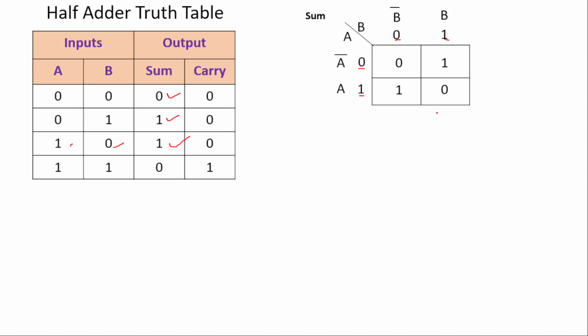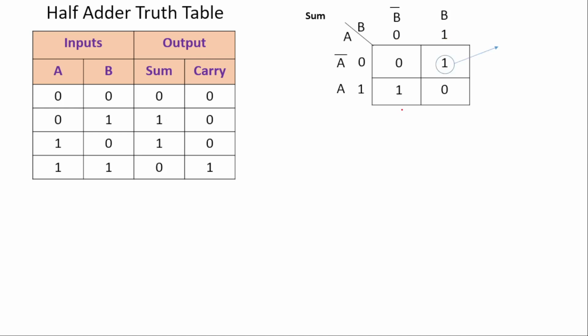Now what do we do in order to minimize the K-map? We form the group of 4 ones or 2 ones, or a single one is taken. Here quad, that is group of 4 ones, is not possible. Pair is not possible because diagonal pairing is not allowed. So we have to take these two ones independently.